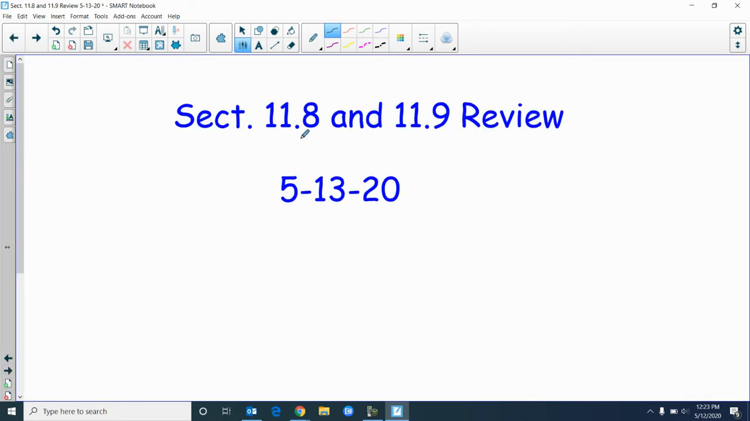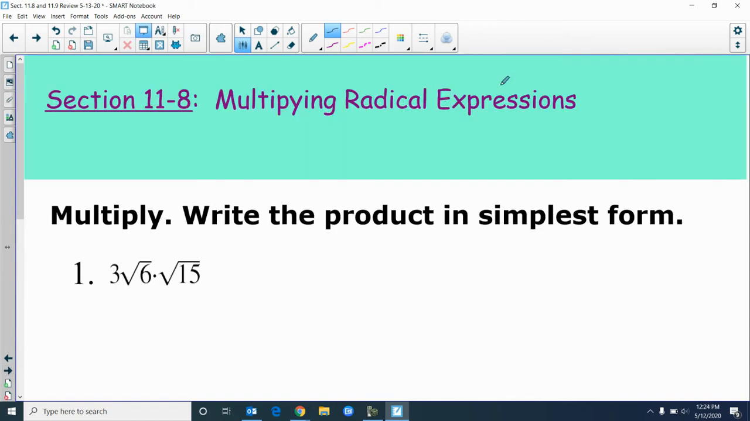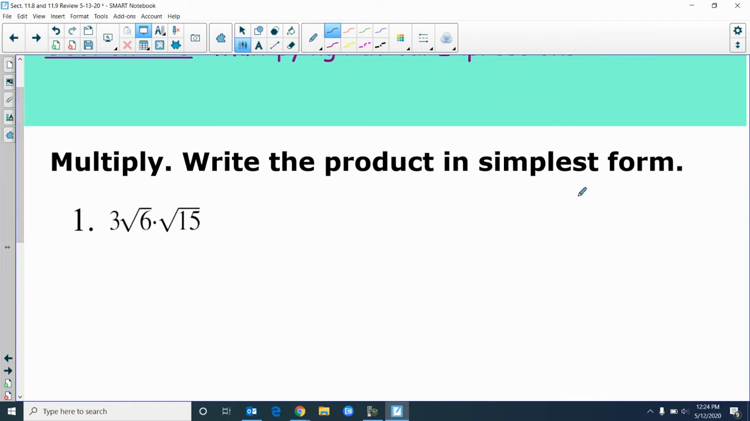All right, like I said, we're going to review section 11.8 and 11.9. There are guided notes. Hopefully you've already printed those off. Now 11.8 can be a difficult section. A lot of you had trouble with the dividing, which we'll get to in a couple minutes. Multiplying first. We always want to write the product in simplest form, which means if you get an answer of square root of 20, that can be reduced to 2 square root of 5. So we always want to reduce the radicals.